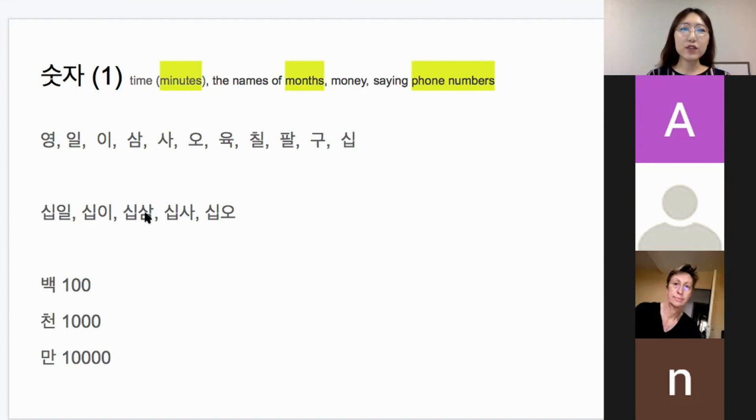Okay. 11, 12, 13, 14, 15. Good. 100. Okay. 100, 천만. 백천만. Okay.